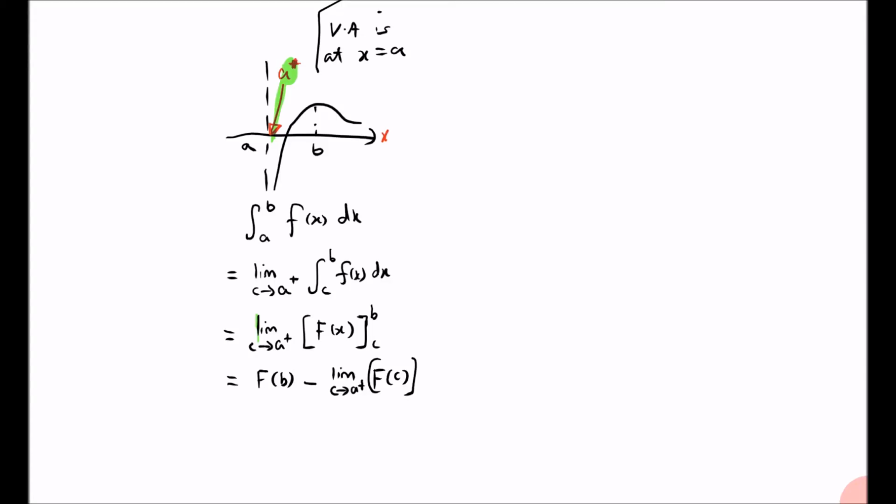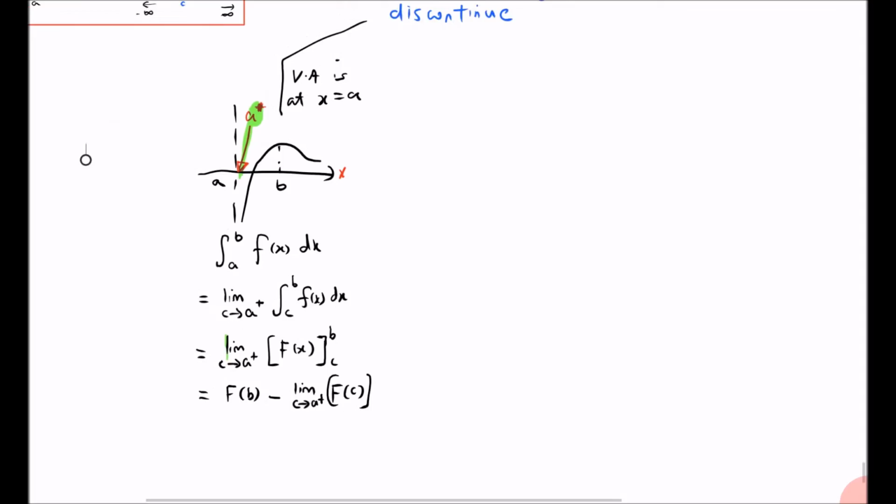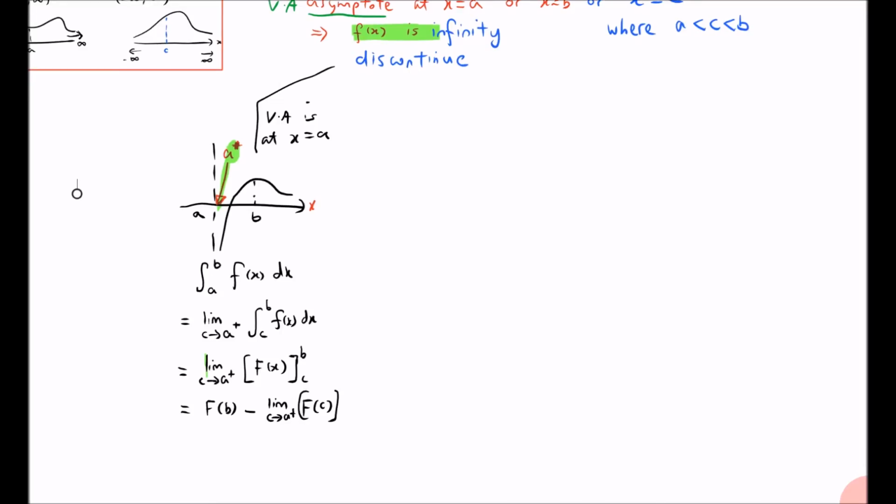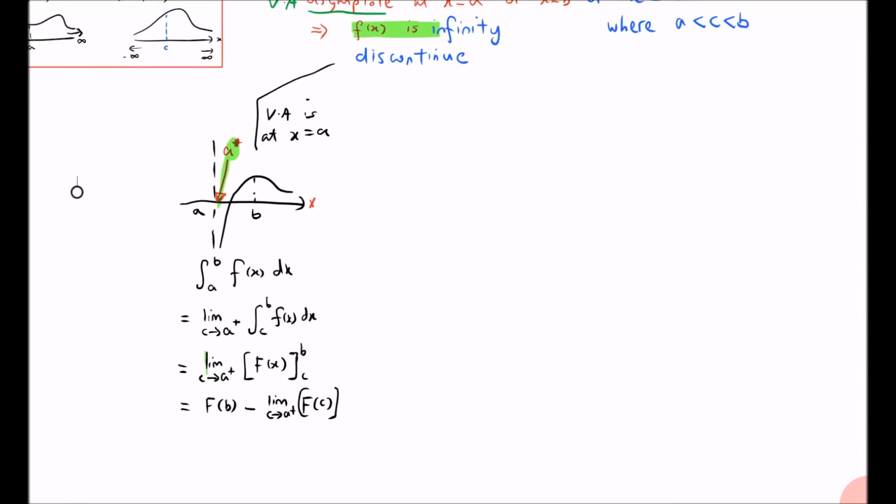That's how we find the improper integral for this infinite discontinuity at x equals a. Same thing, I will encourage you to write on your cheat sheet for this situation where f(x) has an infinite discontinuity at x equals a, it equals to this.